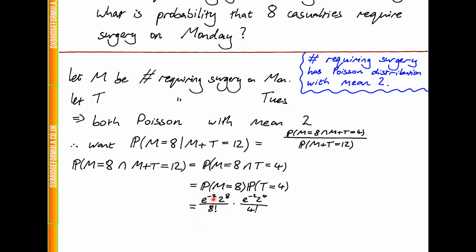We see that the first one is equal to e to the minus 2 times 2 to the 8, because 8 is our value of r, as it was in the previous case, divided by 8 factorial, and the probability that T equals 4 is e to the minus 2 times 2 to the 4 over 4 factorial. So if we bring all of that together, we see that this is e to the minus 4 times 2 to the 12 divided by 8 factorial and 4 factorial.